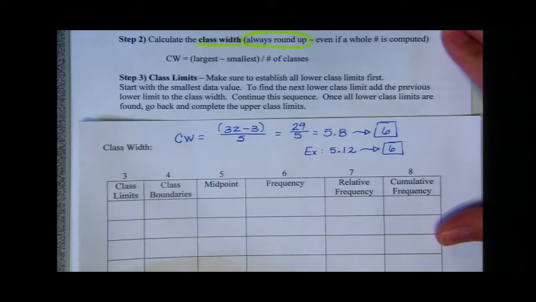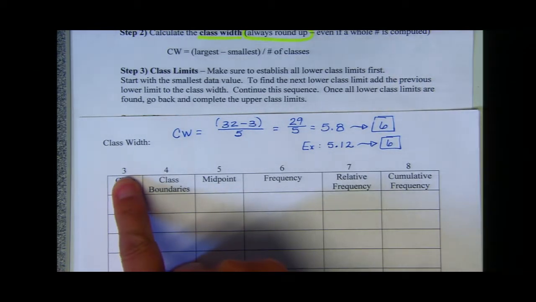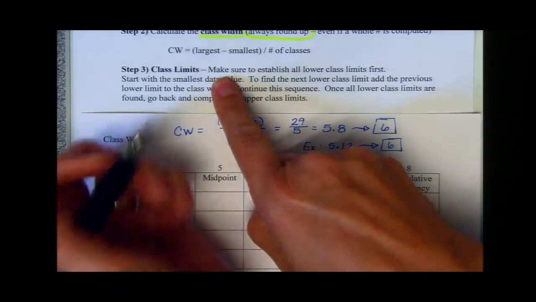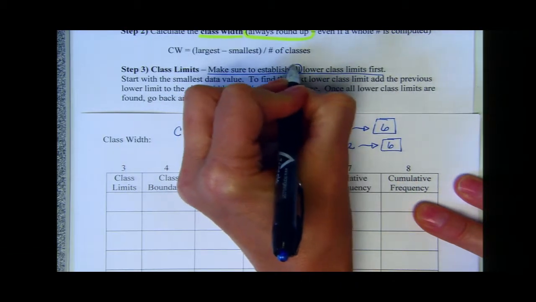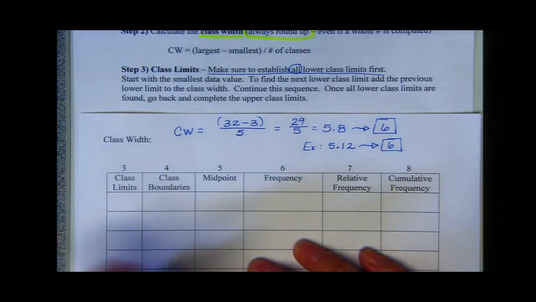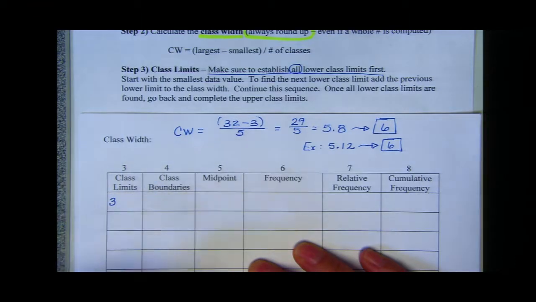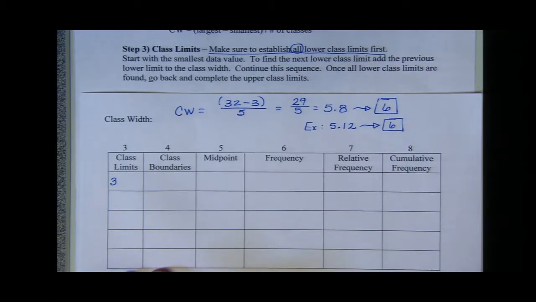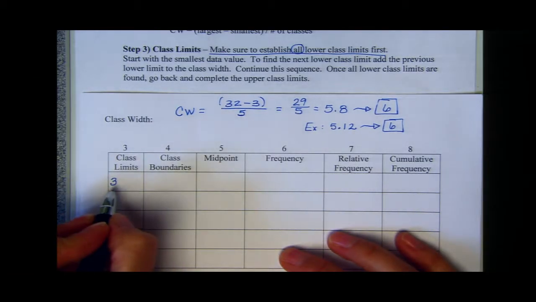All right, step 3. Now if you'll notice on this next page of notes, I have a table already created. This 3 means this column is step 3. So this is what we call our class limits. This is very important. Make sure to establish all lower class limits first, and I'm going to show you how to do that. It says start with the smallest value. So our smallest value for this particular example was 3. If we were doing another problem, the smallest value could be 65. It would just depend on the set of data. But for our example, it is a 3.